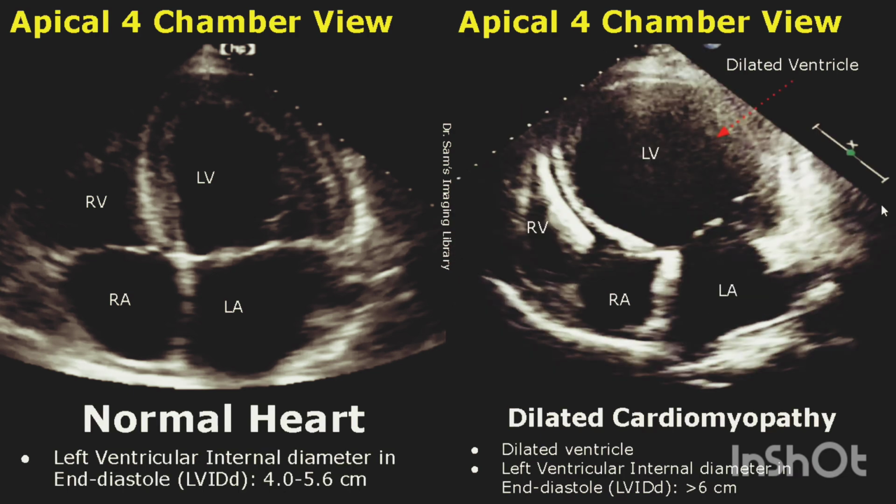In dilated cardiomyopathy, we will find dilated ventricle. Most commonly, the left ventricle is dilated. The normal internal diameter of the left ventricle in end diastole is between 4 to 5.6 centimeters. In dilated cardiomyopathy, this diameter can exceed 6 centimeters.